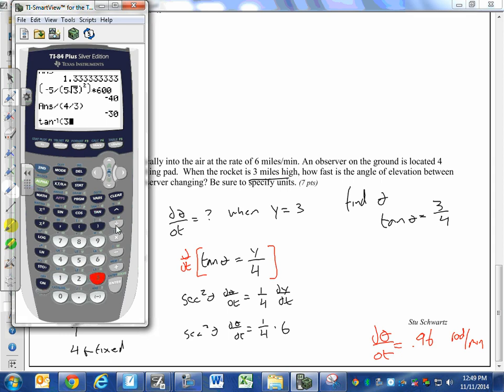Tan inverse of 3 over 4 gives you that. That's theta. We'll do the secant of that value, 1 over cosine of the answer, take that and square it. Then that'll be divided into 6 over 4. So 6 over 4 divided by that value. 0.96.